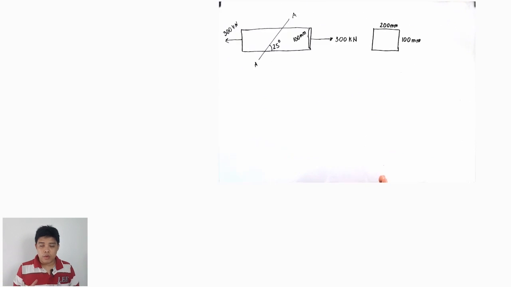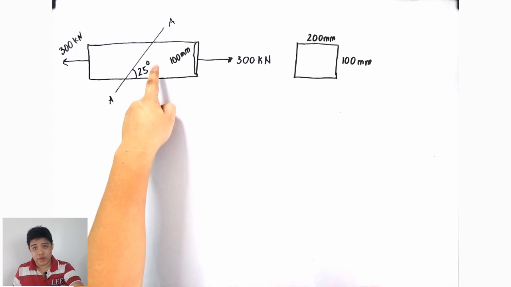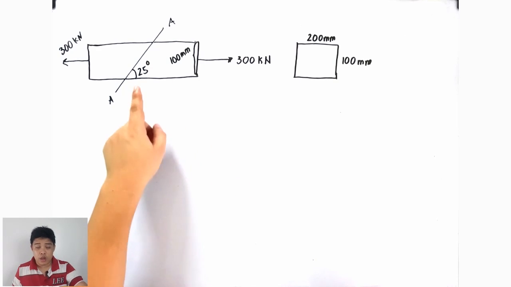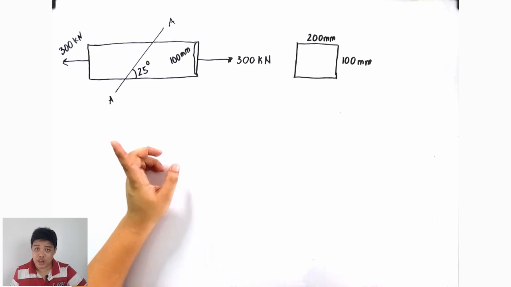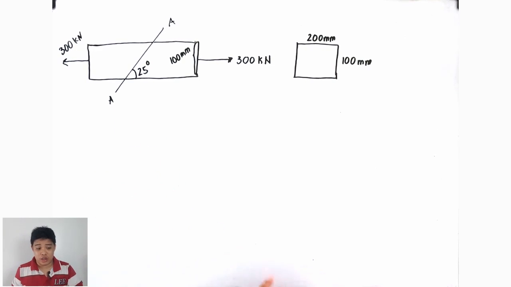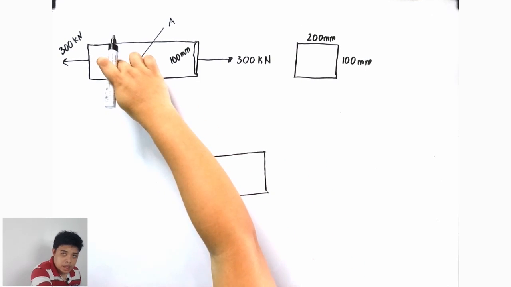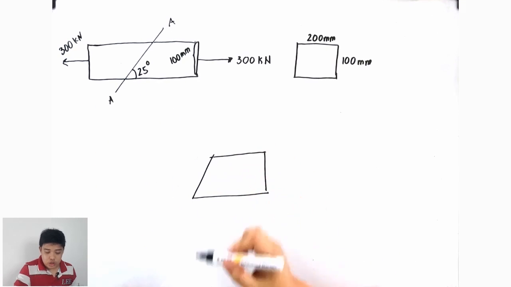Okay, so let me draw the free body diagram in my whiteboard first. What you're going to do here is to isolate this free body diagram in this part of our whiteboard so that you can expose the forces acting internally on section A-A. So it will look like this. You can actually use this free body diagram, but just for my personal preference, I just use this right part of the free body diagram, the section A-A.